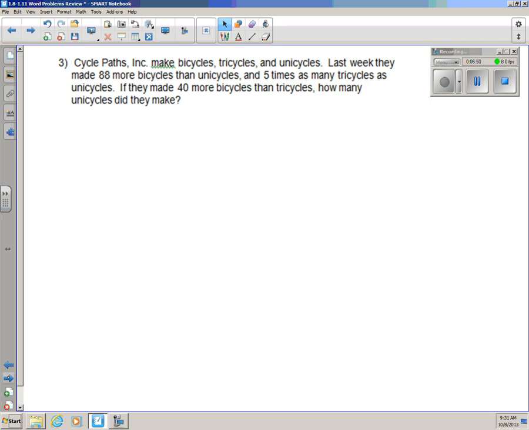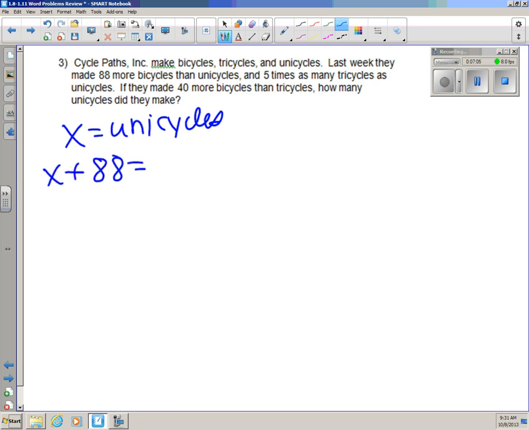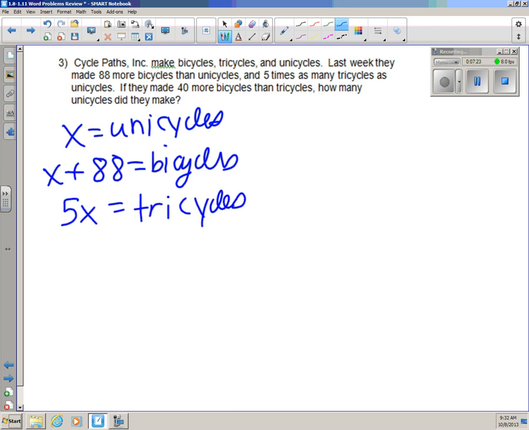So we've got 88 more bicycles than unicycles. So unicycles we don't know. So we're going to call unicycles x. 88 more bikes than that. So that's where I've got the x plus 88. Well, the tricycles go back to the unicycles. 5 times as many trikes as unis. So 5 times as many trikes as unis. I got tricycles, fine. Okay.